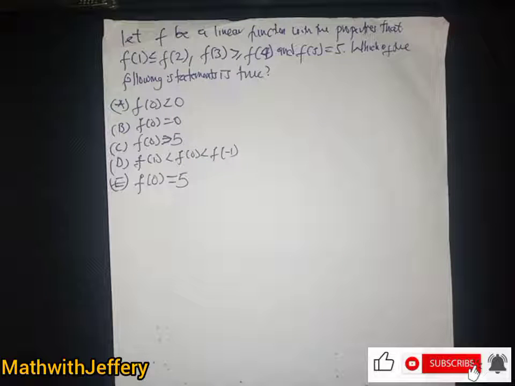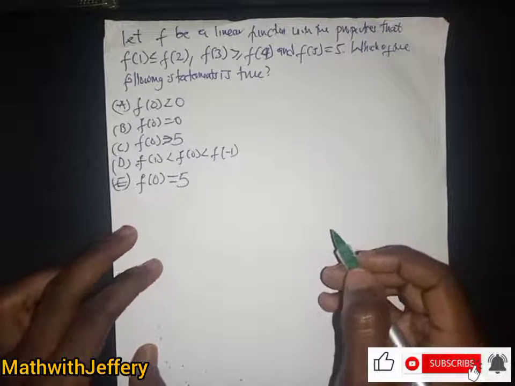So the question says, let f be a linear function with the property that f of 1 is less than or equal to f of 2, then also f of 3 is greater than or equal to f of 4, and f of 5 is equal to 5. Which of the following statements is true? So let's check which of the following statements is true.